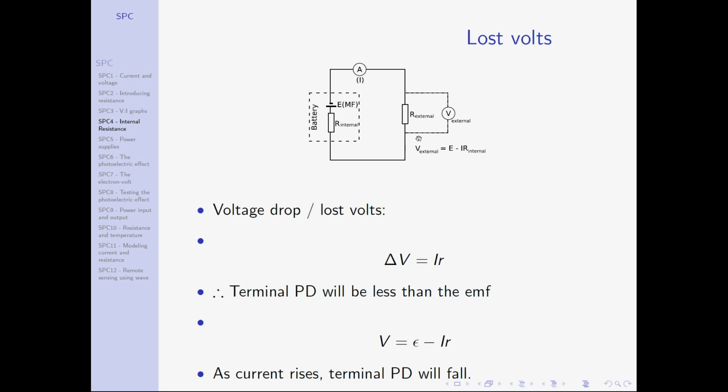So if we've got an extremely high load on the outside, we're going to have a very low current, and so the voltage which the external load is going to see is going to be almost the entire EMF. The lost volts are going to be small. If we've got a very small load on the outside, so a very low resistance load, then that's going to result in a very high current, which will mean that a large portion of the EMF is being dropped across the lost volts, and only a small terminal PD is actually seen outside.